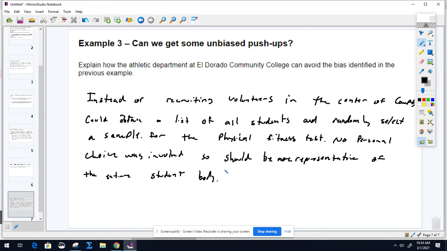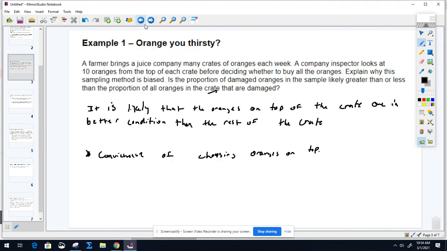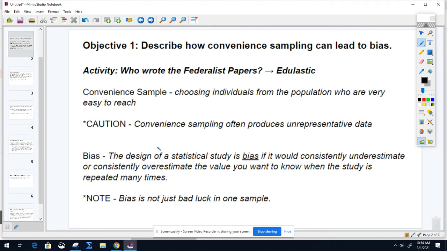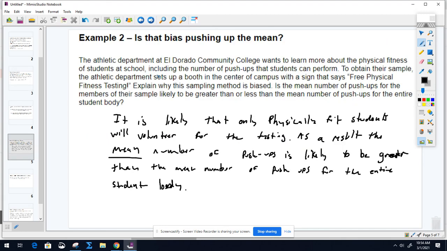Again, that should make sense, but there are no numbers here. If we look at the first objective, we're looking at a convenient sample. So is it likely or less likely? More likely, less likely. This is what I'm looking for. It is more likely that the oranges on top of the crate are in better condition. Same thing with the second one. When we're looking at these, we're using the word likely. It is more likely that only physically fit students volunteer. So more likely, less likely is what we're looking at.